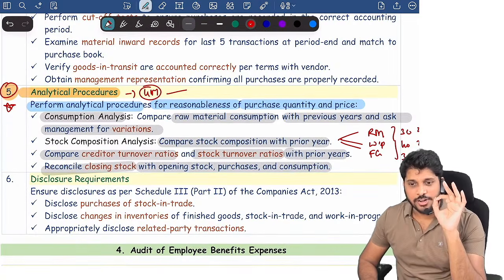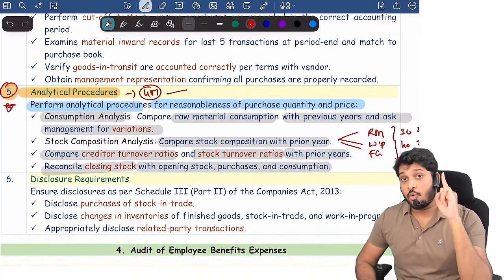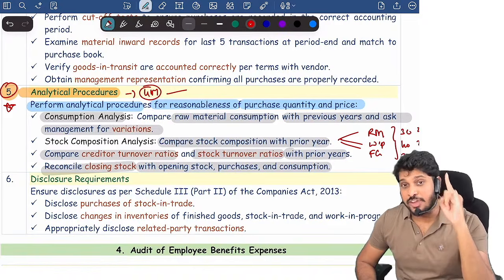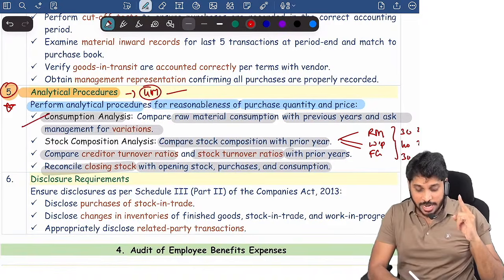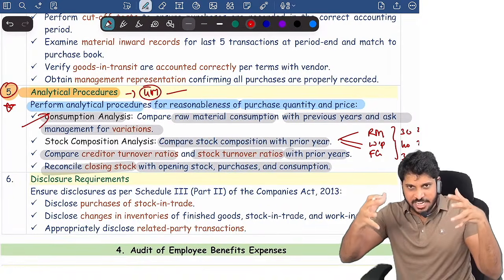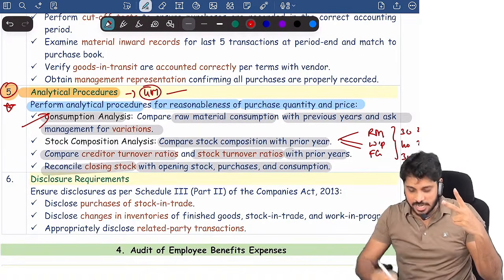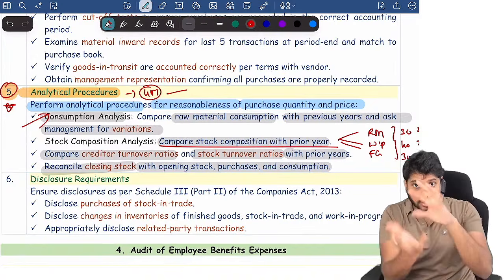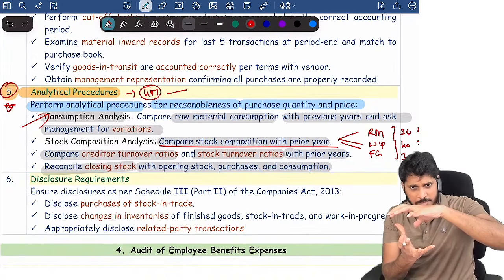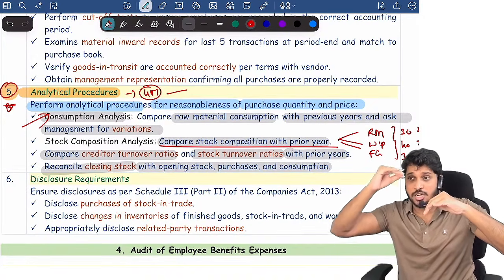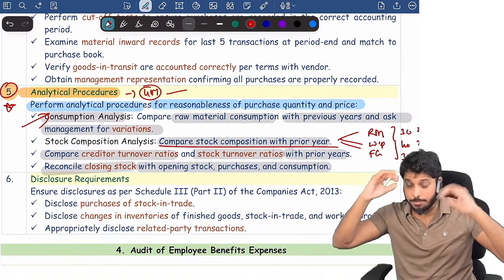While conducting audit of purchases, one of the important procedures is analytical procedure. What are all the analytical procedures that we need to perform? 1. Stock consumption analysis. How much inventory is consumed, raw material compared to last year? 2. Stock composition analysis. What is the stock composition within the total closing stock available? How much is the raw material? How much is the finished good? Like that.